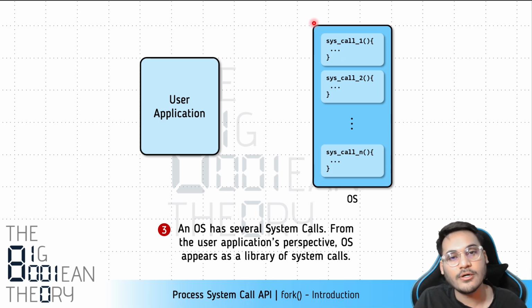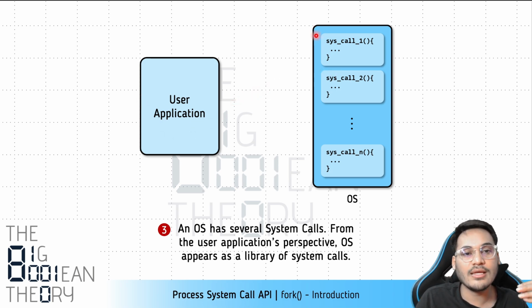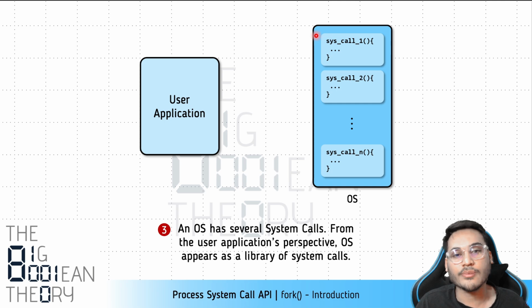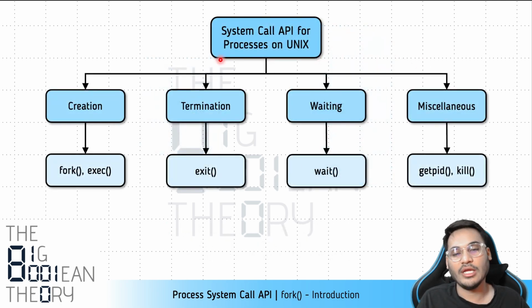So the interface of the operating system from the perspective of the user application is that of a bunch of system calls. It looks like a library of system calls, right? Then we laid out the different process operations that we would cover: process creation, termination, waiting, and some miscellaneous operations. So these are the system calls that we studied in this topic.